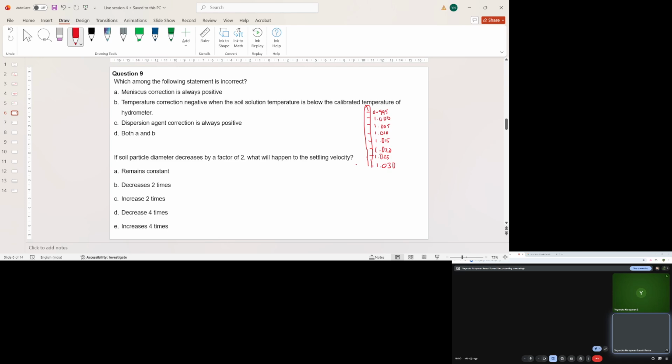Now, there are three possibilities in this. Once you insert the hydrometer into the slurry, that is soil slurry. So let us consider this is the soil slurry which you have prepared. All right. Now this is inserted into this. I'm just drawing it. Now, due to the surface tension, there is a meniscus that is formed.